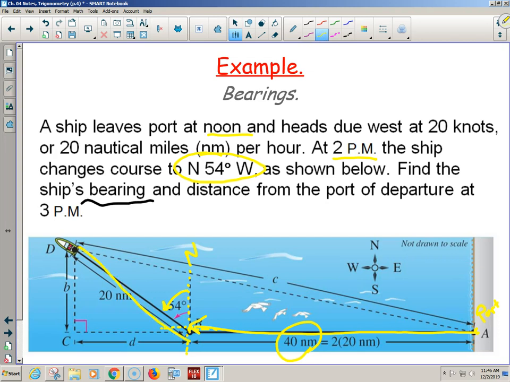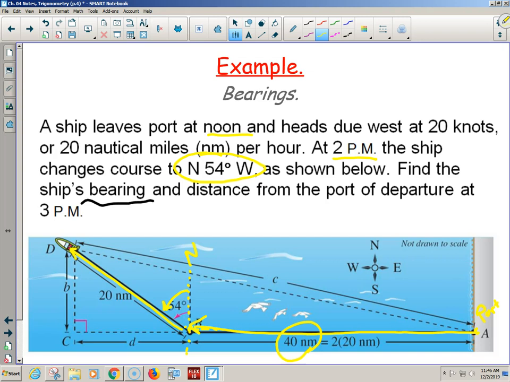Ooh, that was horrible. It hit it out. But do you see how they drew it? So from the object's north, then you went ahead and turned. And then we headed 54 degrees. Okay. And then it said, find the ship's bearing and distance from port of departure.